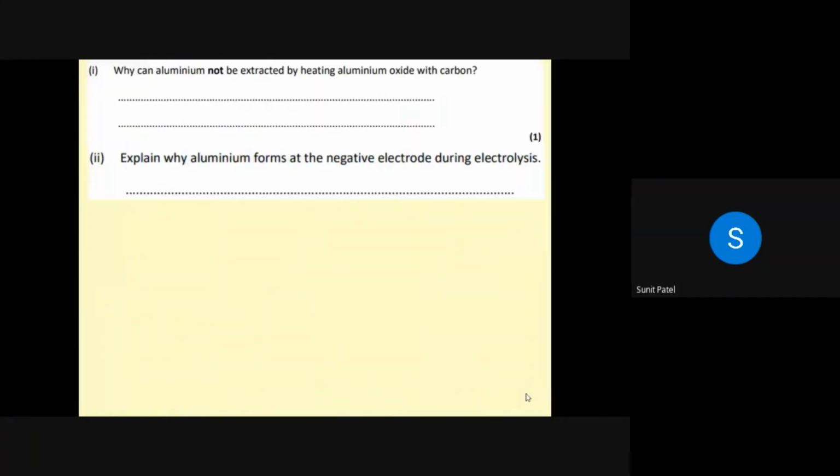So with this in mind, why can aluminium not be extracted by heating aluminium oxide with carbon? Well, we've discussed that, for 1 mark. We go back to that idea of the table, and aluminium is more reactive than carbon, or we can say carbon is more reactive than aluminium. Therefore, we need to heat aluminium oxide up.